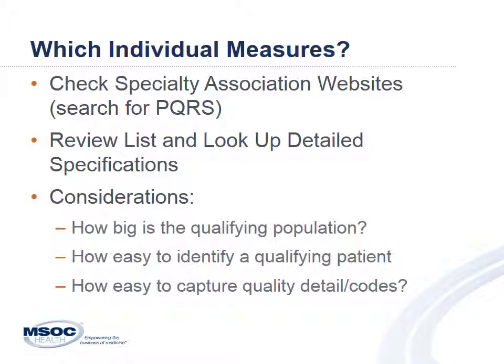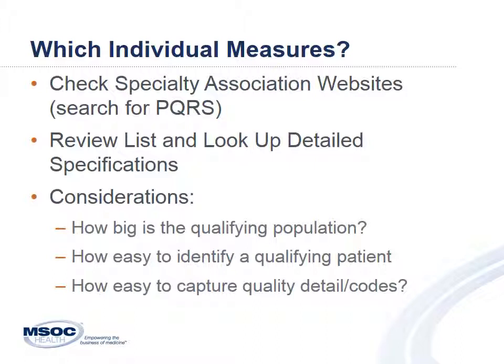Once you've identified some options, think about how big the qualifying population is and how easy it will be to identify them. Remember, they will all be Medicare fee-for-service patients covered by Part A and Part B, not Medicare Advantage patients. You might be tempted to select measures that only apply to a small subset of your patient population. This can result in less data entry, but you'll need to be vigilant to be sure that you identify them all so that you reach the 50% reporting requirement.